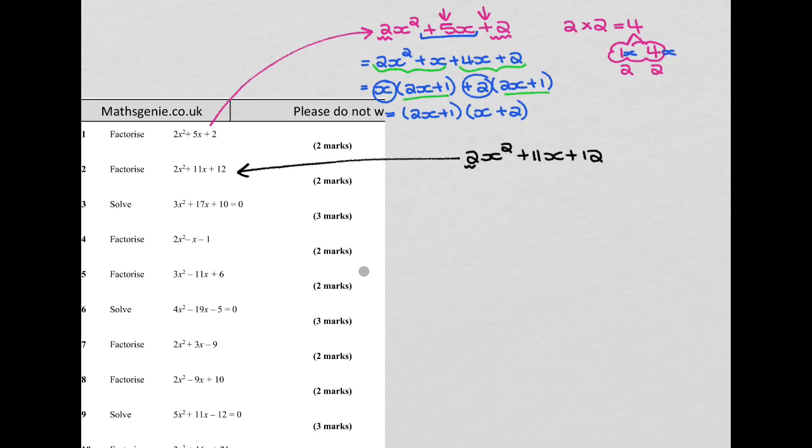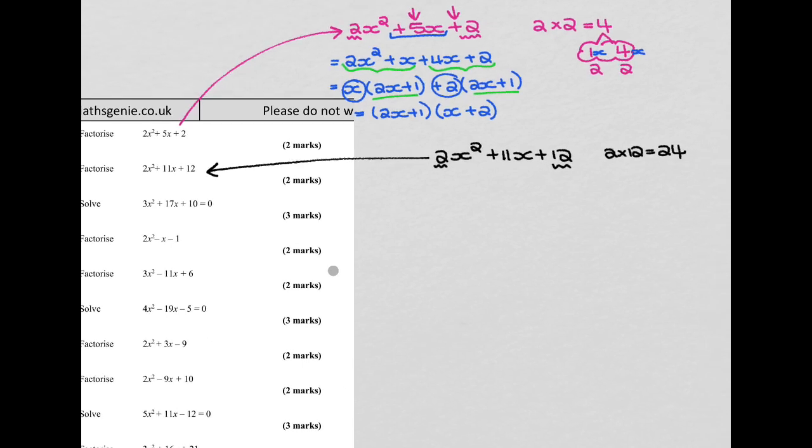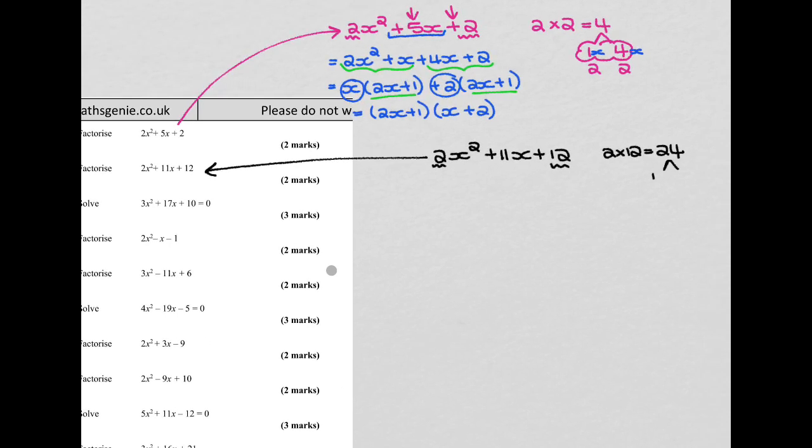Step 1, multiply those two numbers together. So I have 2 times 12, which is 24. I'm now going to find the factors of 24. So I've got 1 and 24, 2 and 12, 3 and 8, 4 and 6. I'm adding because that is a plus, and I would like to get 11. So the pair of factors that would add to give me 11 are 8 and 3.